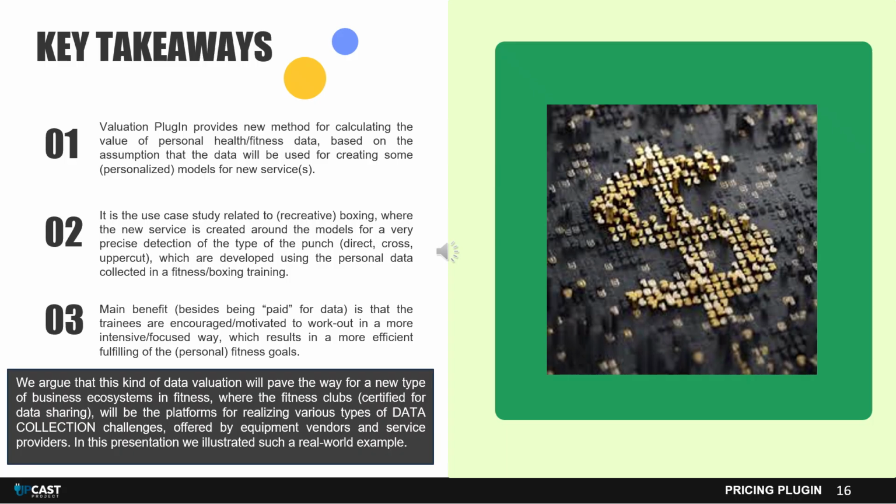The Valuation Plugin provides a new method for calculating the value of personal health and fitness data, based on the assumption that the data will be used for creating some personalized models for new services. It is the use case study related to recreational boxing, where the new service is created around the models for a very precise detection of the type of punch, direct, cross, uppercut, which are developed using the personal data collected in a fitness and boxing training.